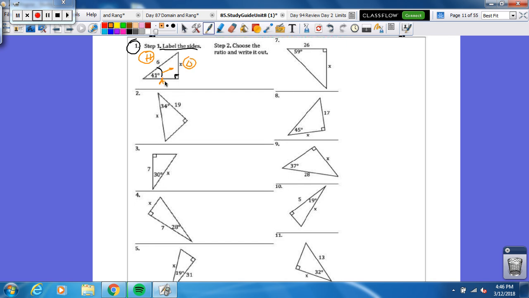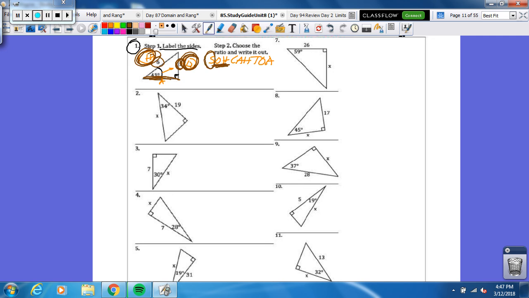So now I'm looking at what ratio I'm going to use. Is that sine, cosine, or tangent? I'm going to write SOH CAH TOA. So what does it give us? Well, we have the x and 6. There's nothing here on adjacent. So the only thing it gives us is the opposite, where the x is, and the 6 with the hypotenuse. So O and H. That means I'm using sine.